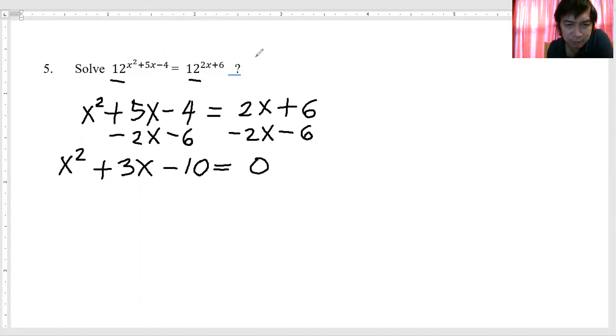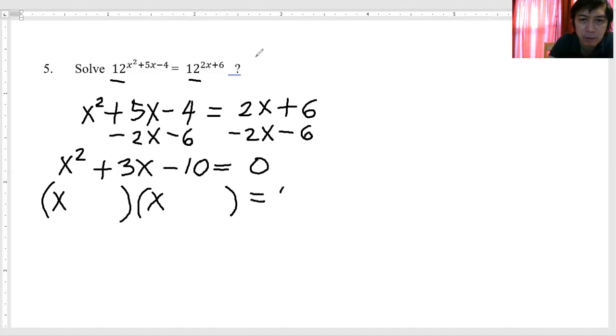All right. So we can get the factors. This will have binomial factors. If you remember your factoring, the factors of 10, 5 and 2. And 5 and 2 has the difference 3. So that fits exactly in the solution. So you put here 5 and 2.